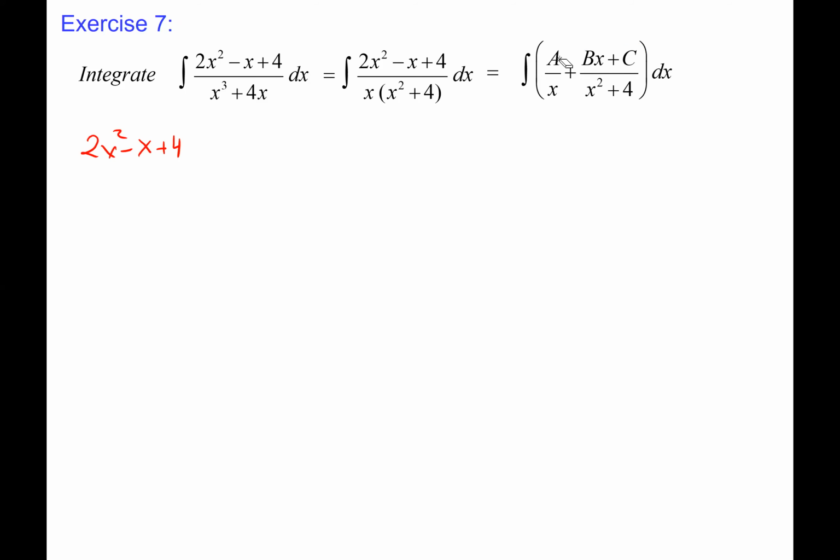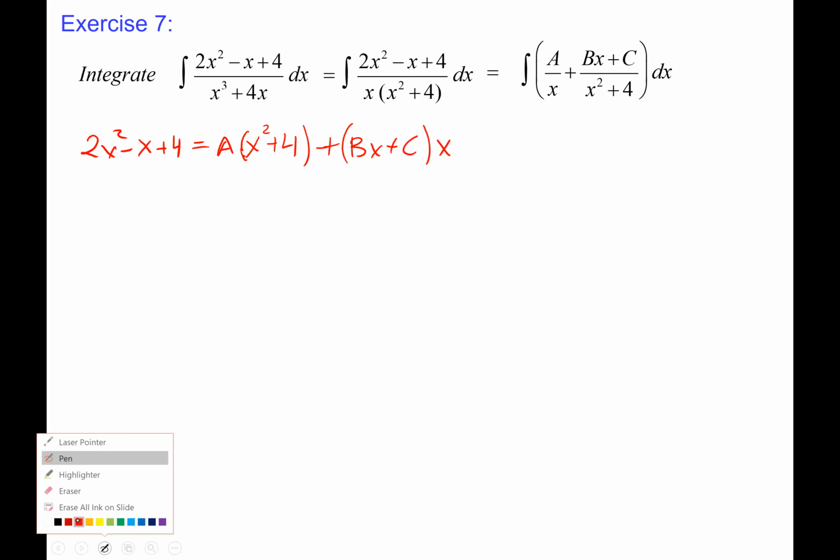That means for a, I have to multiply by this denominator, because I already have x, and for bx plus c, I have to multiply by x. Yeah? No problem. So a times x squared plus 4, and then bx plus c, I will multiply by x. Okay, and let's do it.